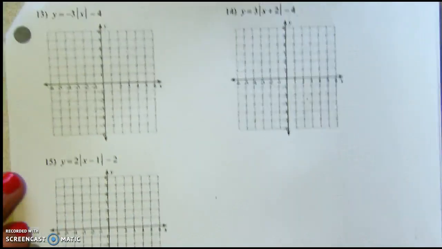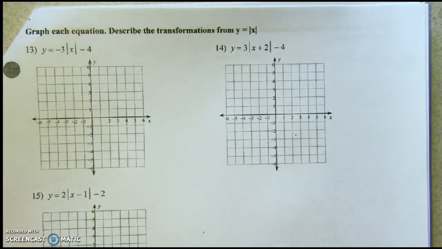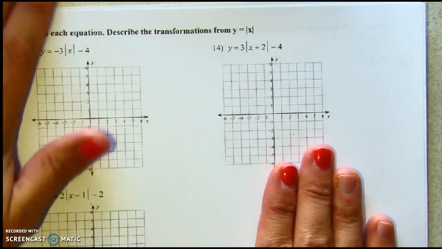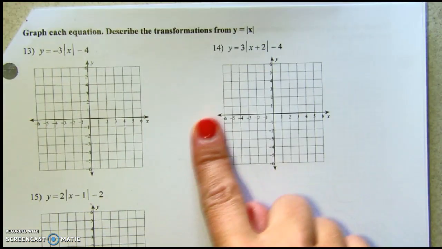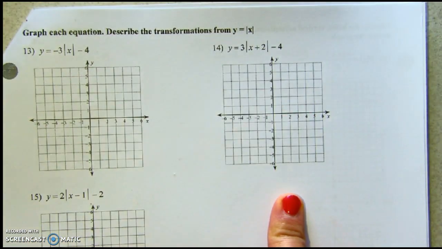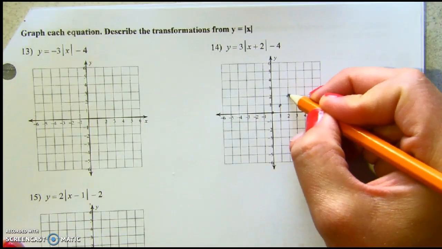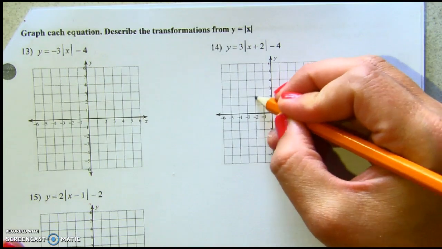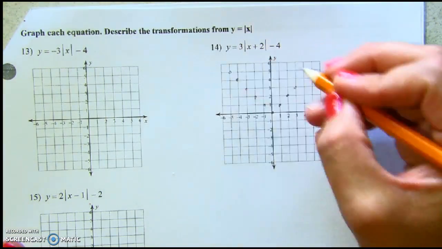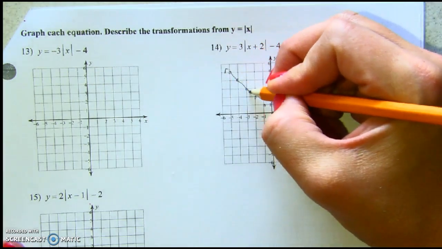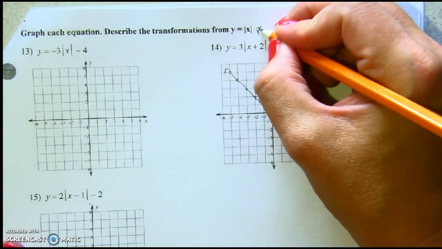How are we doing? Good? Good. Graph the equation, but describe the transformation. So we actually have to describe the transformations before we graph the absolute value equation. Okay, so the absolute value, y is the absolute value of x. Do you remember that? It goes like this. It's 45 degrees going in both directions, 2 lines. So that's the parent function, parent.